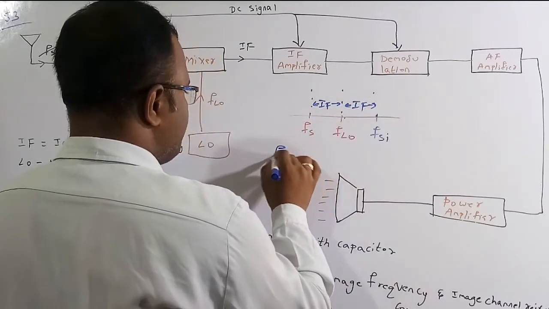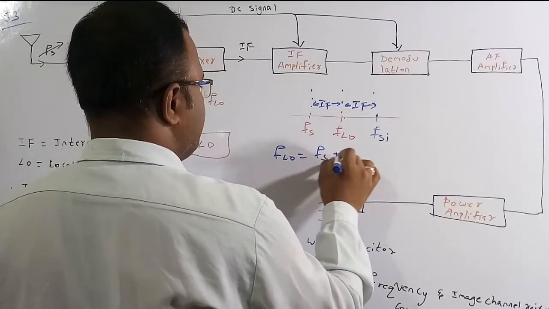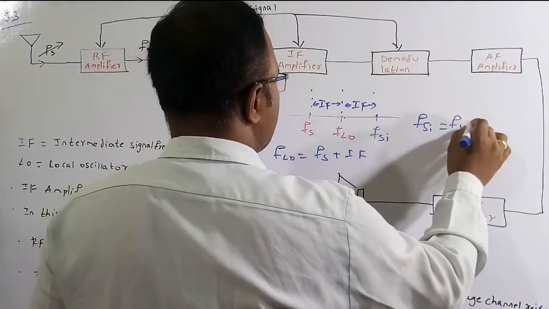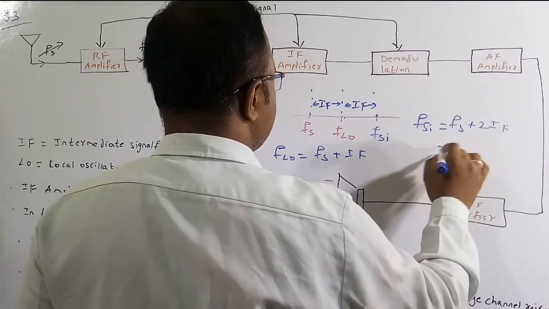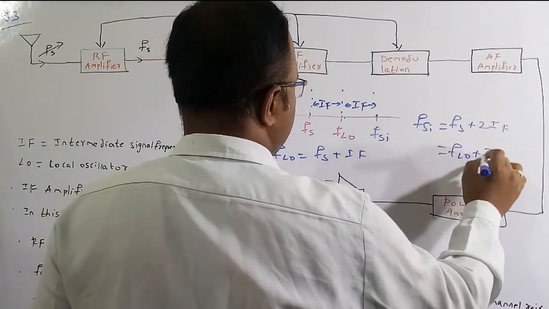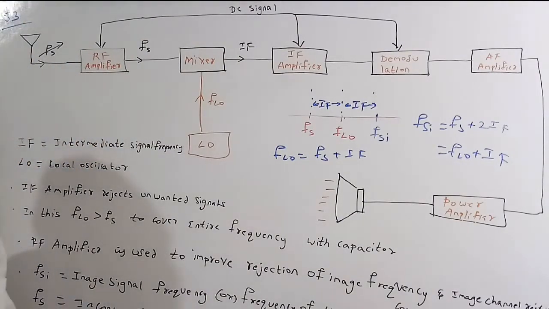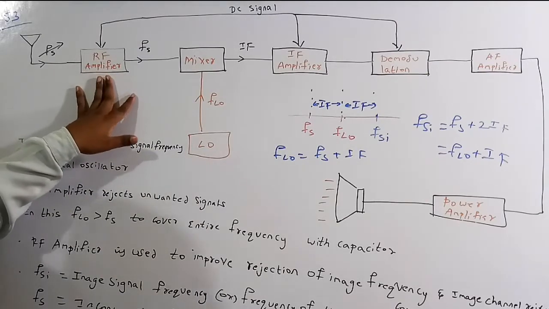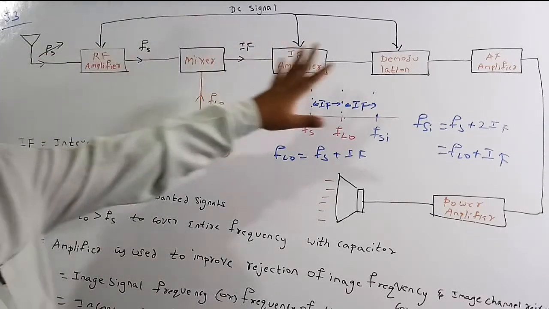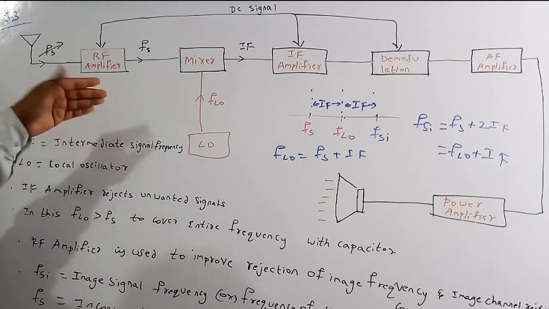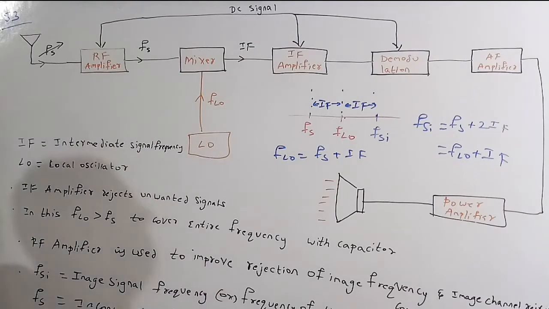So therefore here f_LO is equal to f_S plus I_F, and similarly here f_SI is equal to f_S plus 2 I_F, or also we can write it in another fashion, which is f_LO plus I_F. So these are the three relations which you have to remember to solve any numerical in the superheterodyne receiver. Finally, I am going to conclude that the RF amplifier is the only amplifier out of all these blocks that has the power to reject, or improve the rejection of, the image signal frequency.